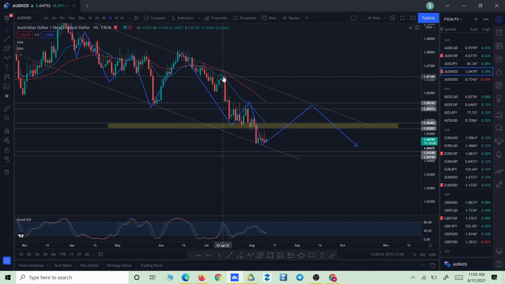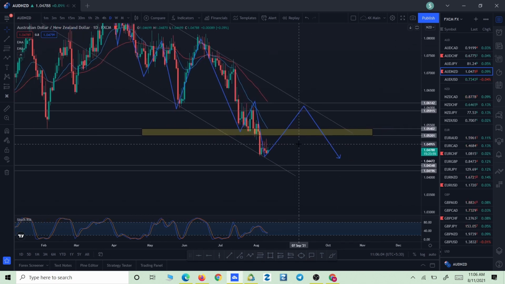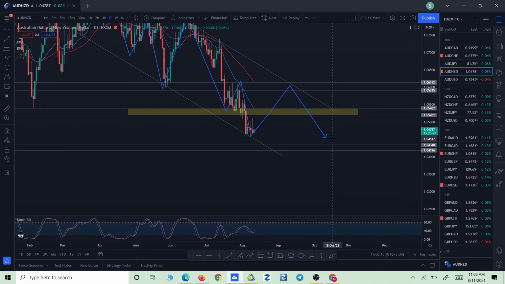And as we can see, EMAs acted as a resistance in the past, so once the price pulls back higher, we might see these EMAs acting as a resistance again. So considering all these factors and confluences, we do see a high probability for the price to get rejected from either this zone and go short. So that's about Aussie New Zealand.